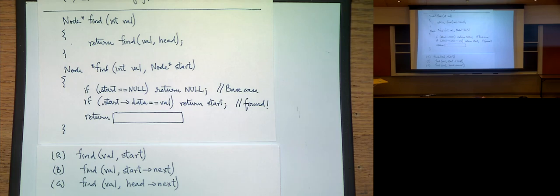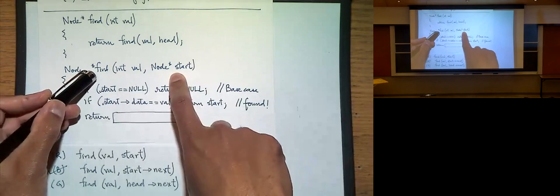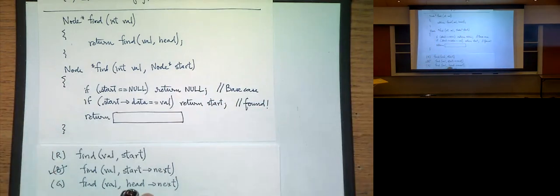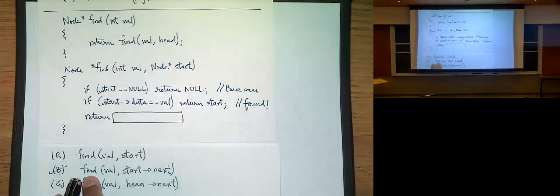Okay, all right. So what is the answer? Good. Whoever has raised their hand has the answer. There are somewhat fewer of you who have raised it, but that's right. So this is the right answer. You can't do find val start because that's the initial call. You don't want to go back to the head because this is at some intermediate point in the list. So what you're doing is finding the value at start arrow next.